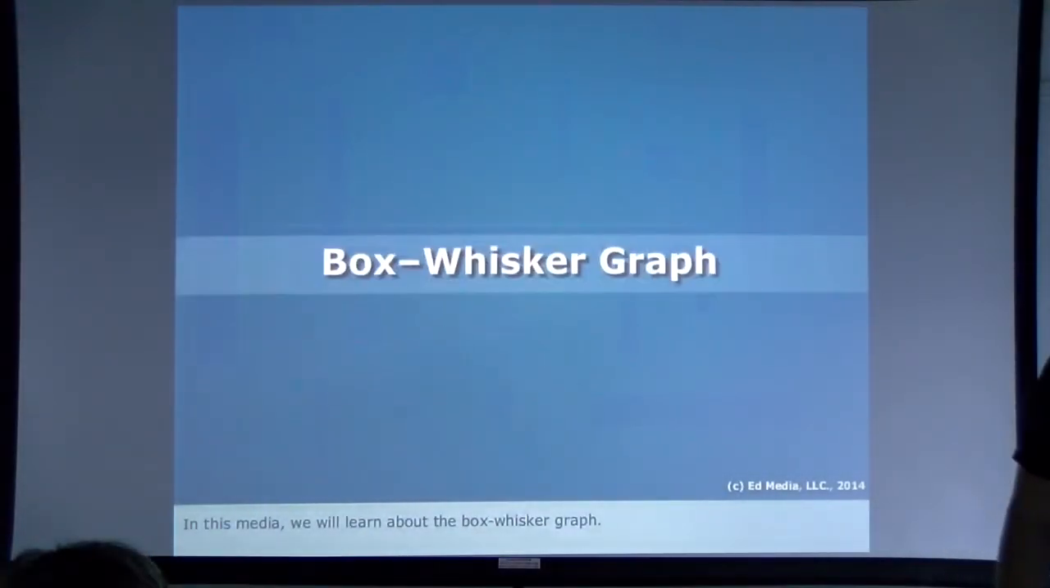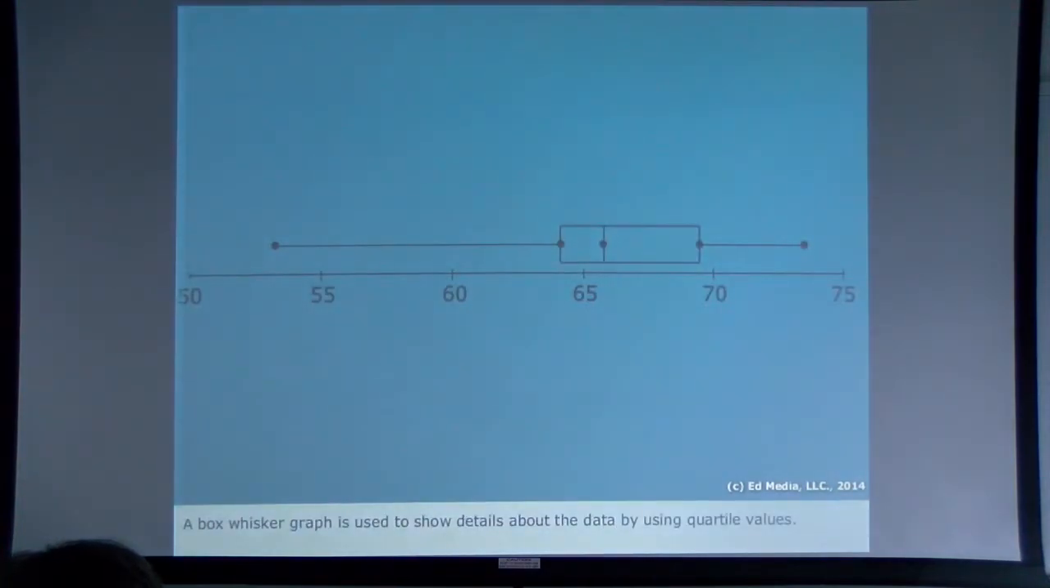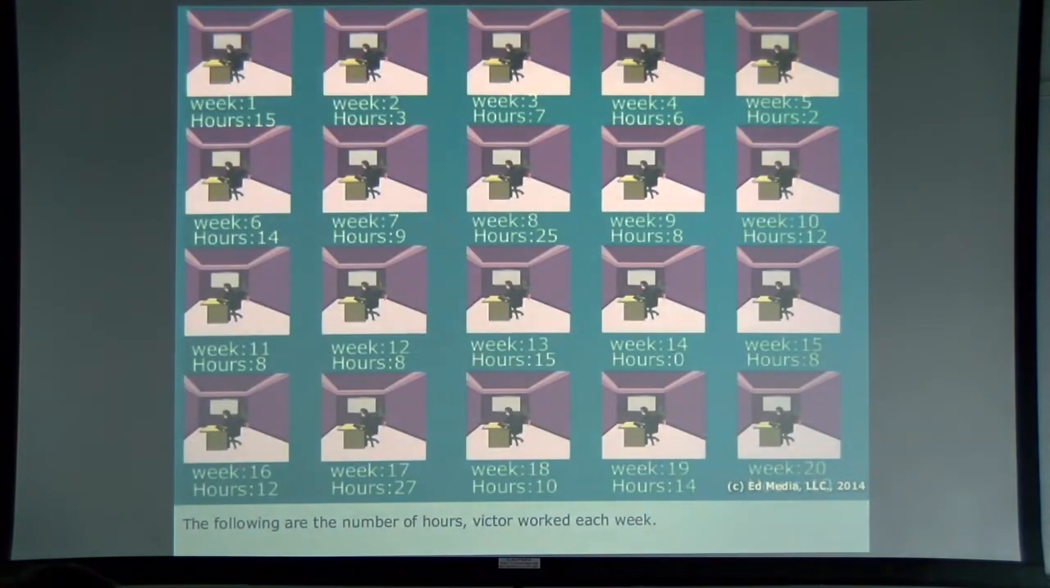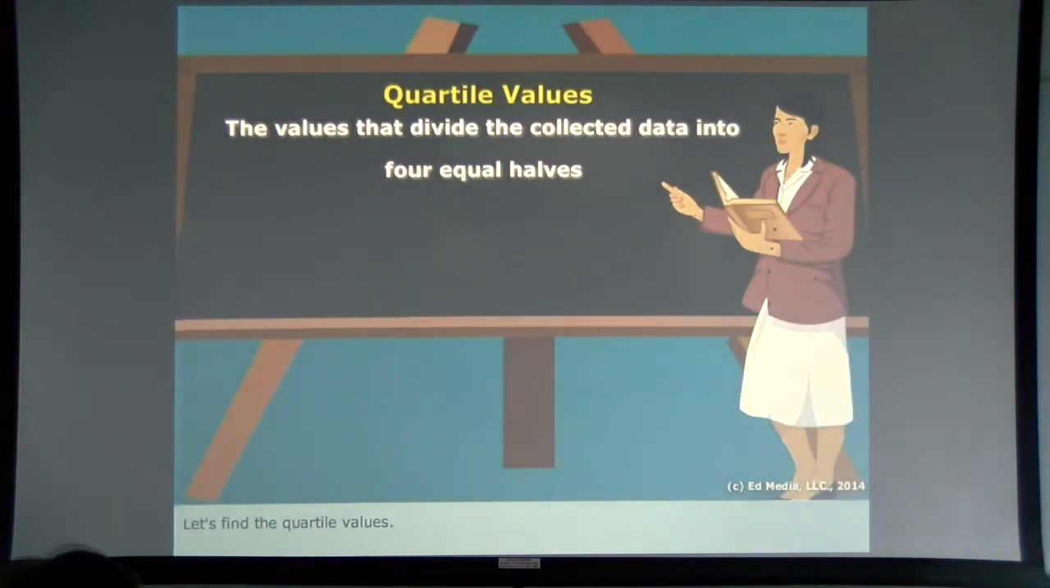In this video, we will learn about the box-whisker graph. A box-whisker graph is used to show details about data by using quartile values. Victor worked in a company for 20 weeks. The following are the number of hours Victor worked for each week. Let's find the quartile values.